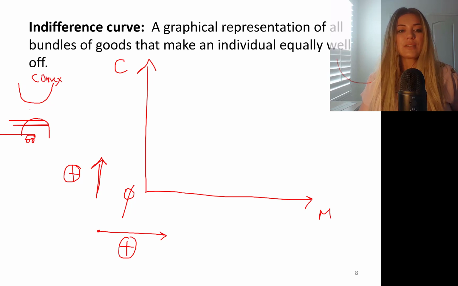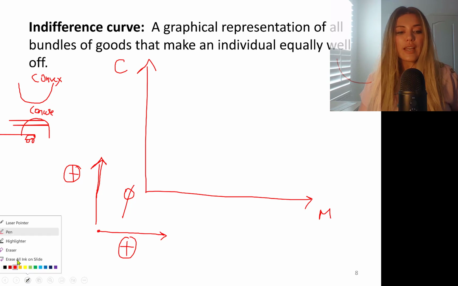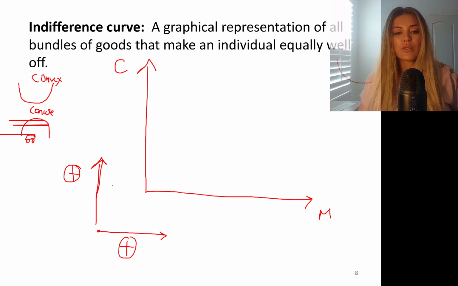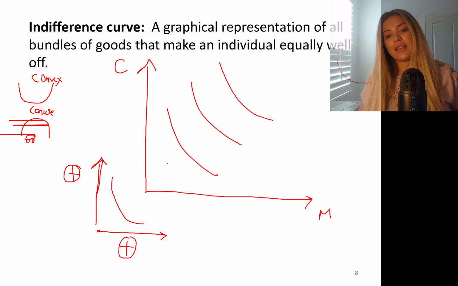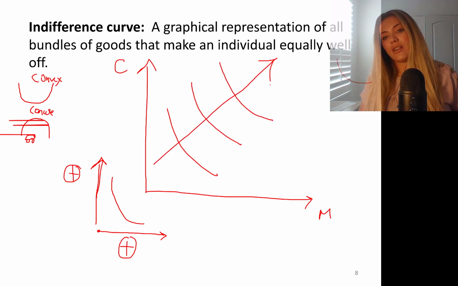This is convex. This is concave. So once you figure out these directions, you're going to draw an indifference curve that is convex to the origin, like this. Then I'm going to draw indifference curves like this. And the higher they are, the better: your utility goes up in this direction.